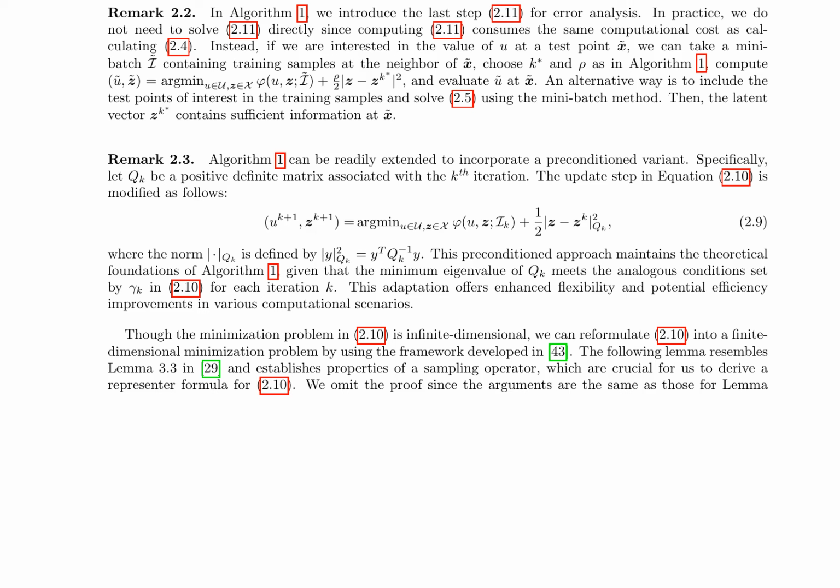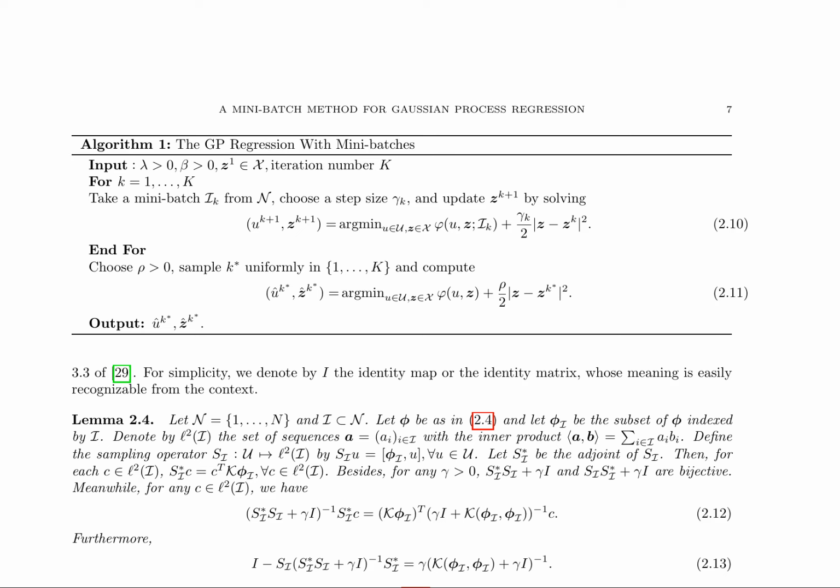The authors also highlight the importance of the Cholesky decomposition and the computational cost of the method. Here is a combined summary of pages 7 and 8 of the research paper. The authors present a mini-batch method for Gaussian process regression, which involves solving a sequence of optimization problems with smaller sizes of matrices to be inverted, reducing the computational cost to O(m cubed).